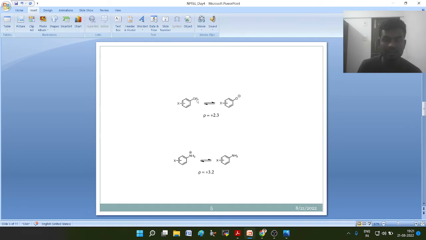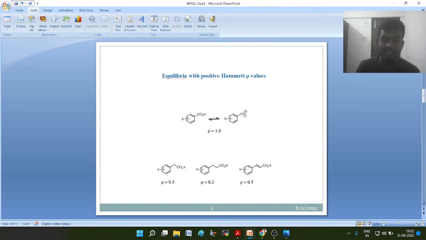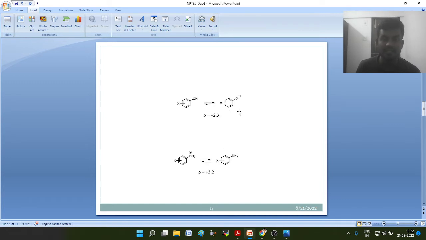So here what happens? OH becomes O minus. But here also delocalization were there. But here the negative charge is there. So it will be more prone. And you see the rho value is positive. And it's not only positive, it is a higher value compared to the other case. Like plus 2.3. You compare it with this carboxylic acid. Here it was 1.0. And you see when there is a direct conjugation, the rho value increases a little bit higher. So plus 2.3.